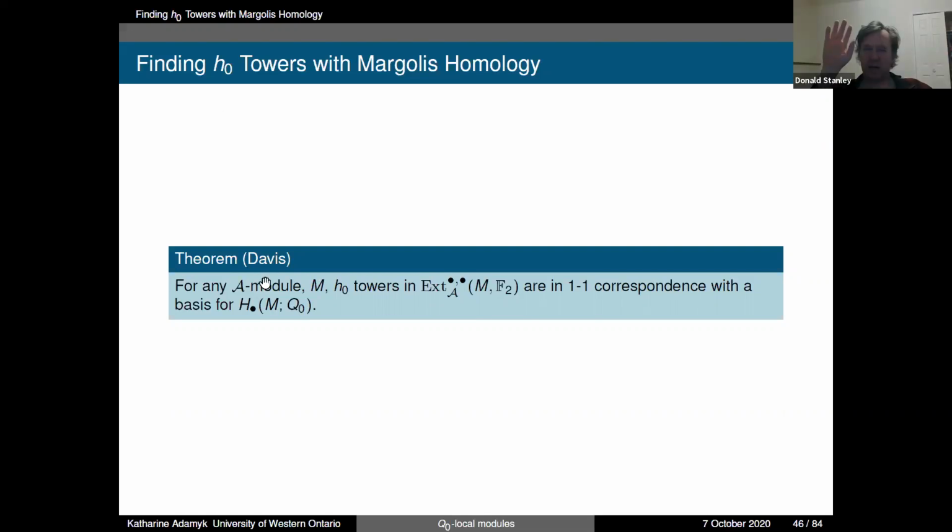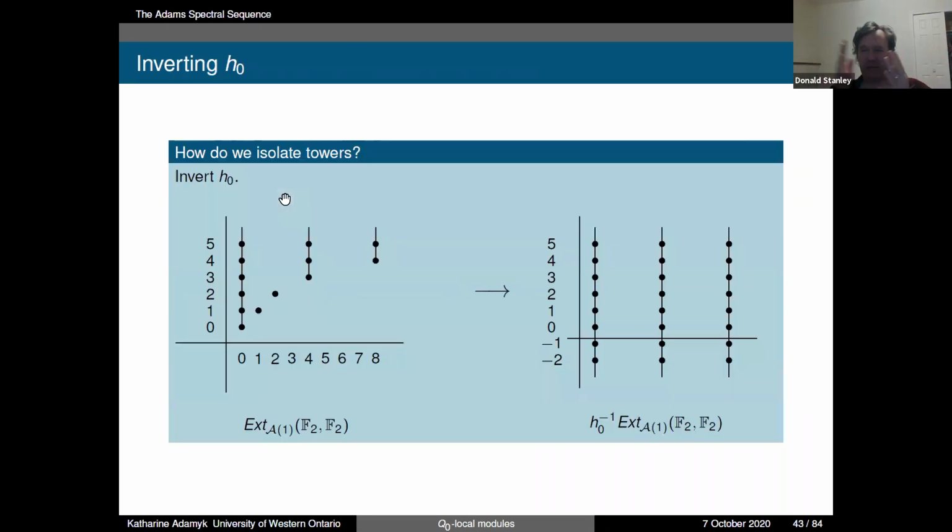Hi, Katharine, you have a classification of the indecomposables. Do you also know what all the maps are, the morphisms? Do you know the whole category, or just the objects?